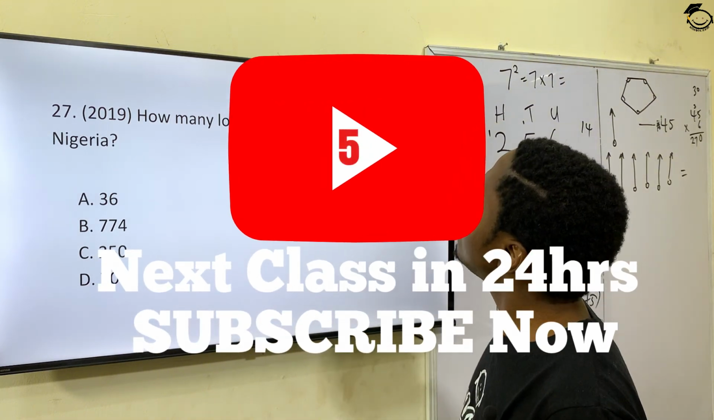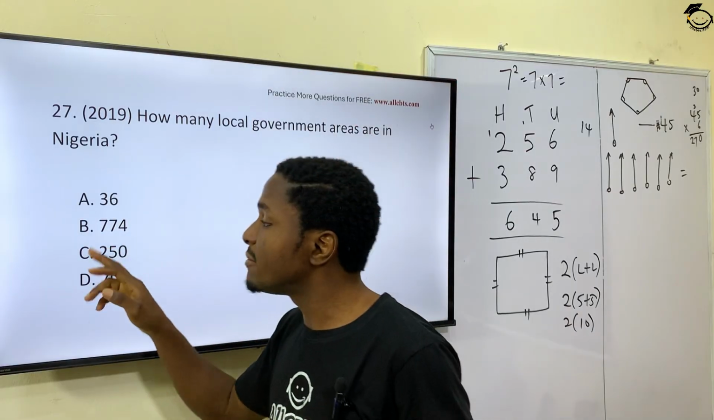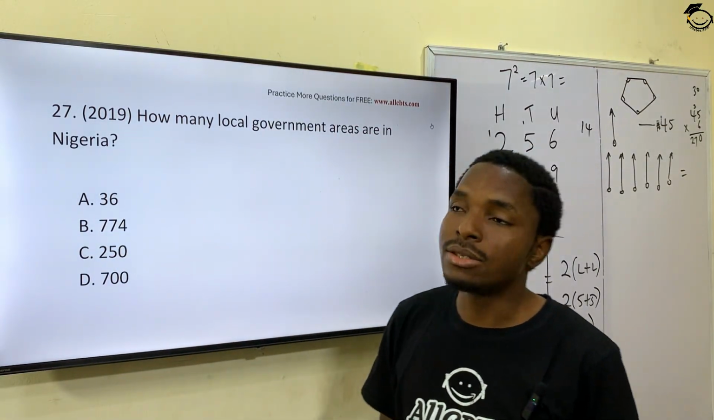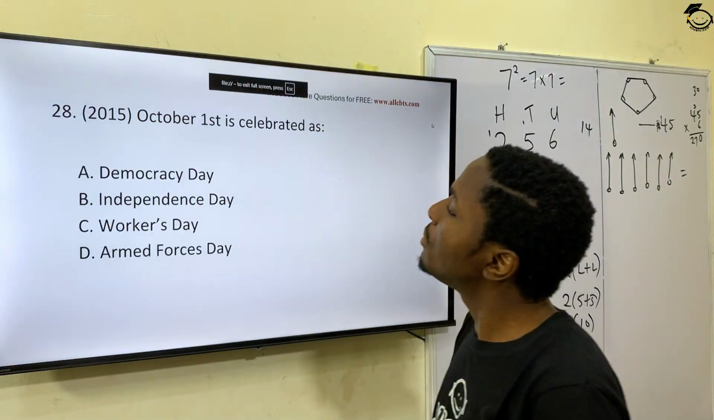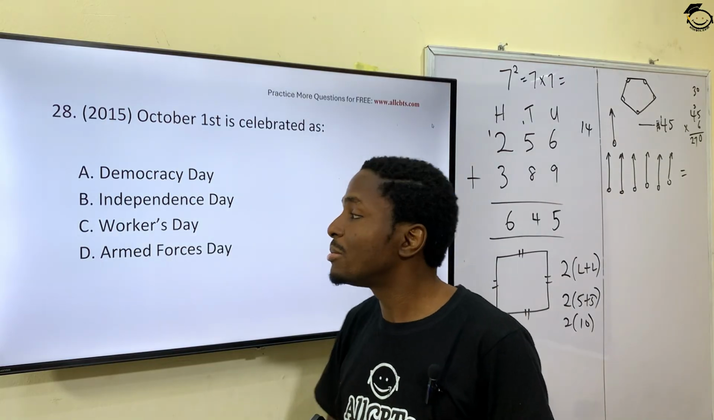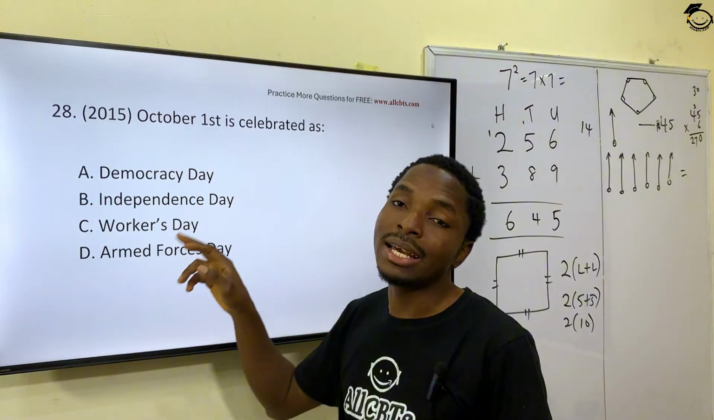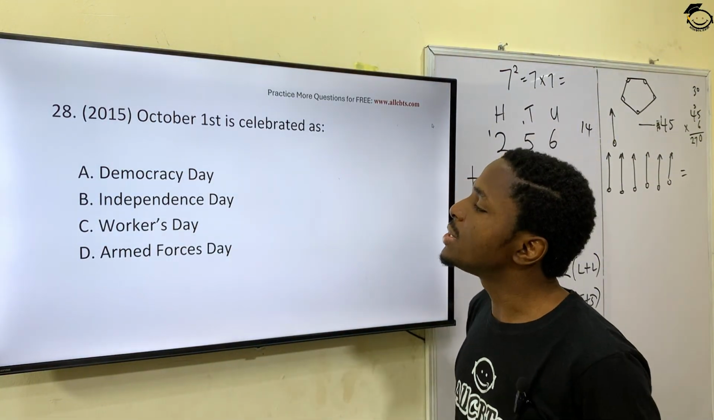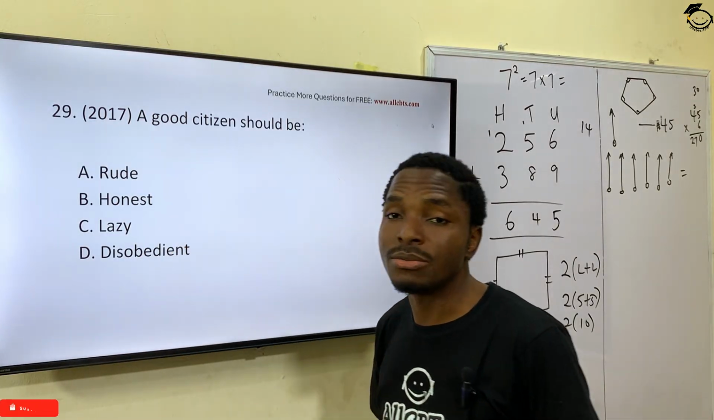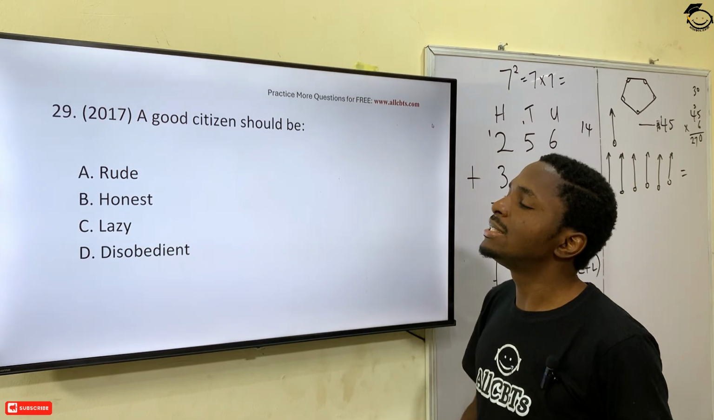27. How many local government areas are in Nigeria? You have 774, which is the correct option. 774. 36 states though. 28 now. October 1st is celebrated as, what do we celebrate on October 1st? You have Democracy Day, Independence Day. Then 29. A good citizen should be, which of these is a good attribute? Of course, honest. Good.